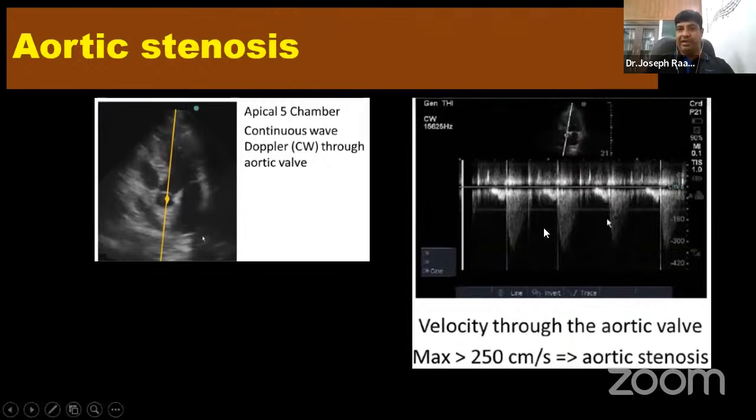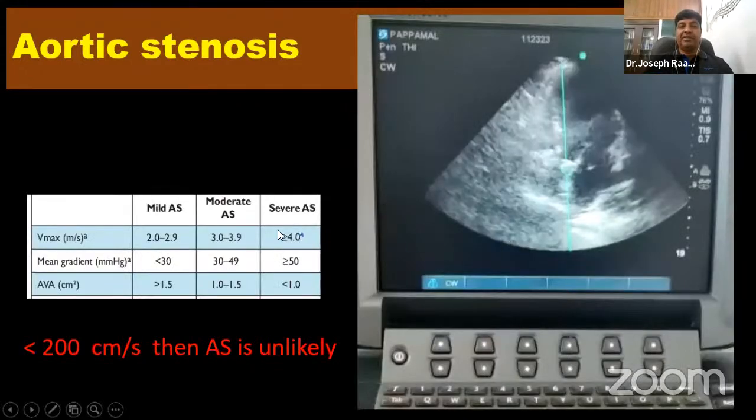So we have read in the textbooks that based on the velocity, we grade the aortic stenosis severity. It starts from more than 250 centimeters per second. If the velocity is more than 4 meters per second, that is 400 centimeters per second, then it is very severe, and in between is moderate AS.